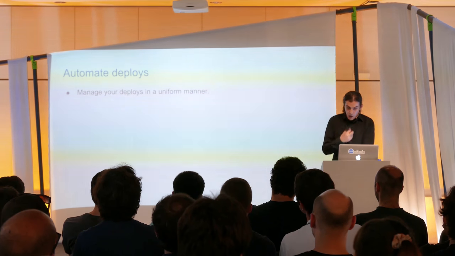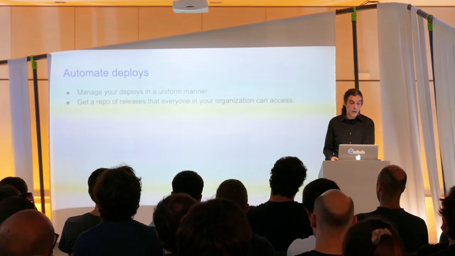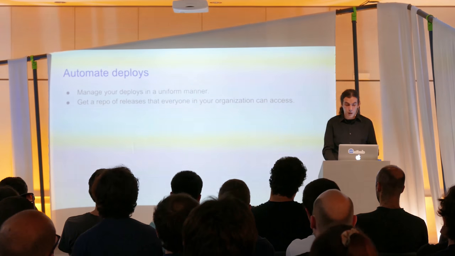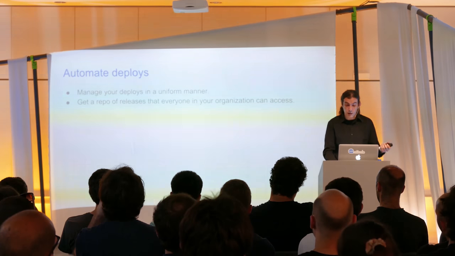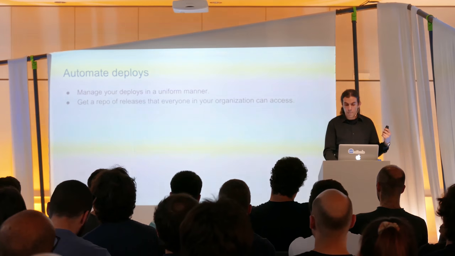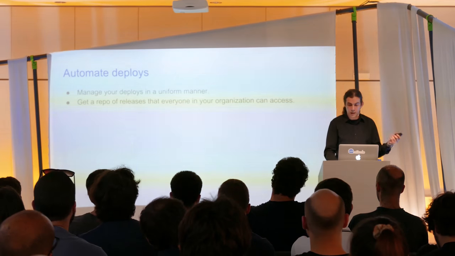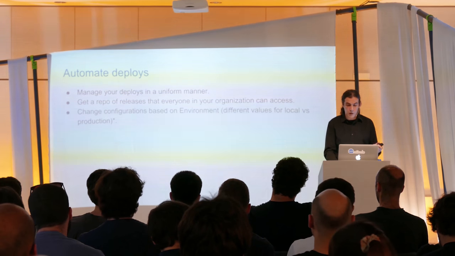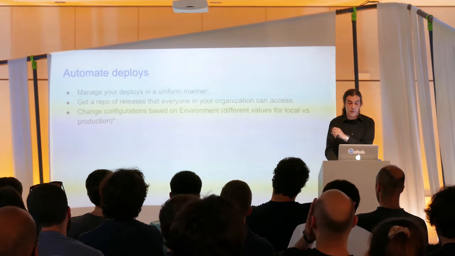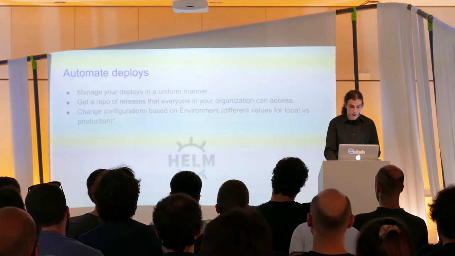So you need to automate and manage deploys in a uniform way, with repos and releases that everyone in your organization can access. You should have your images stored somewhere your developers can pull another version of the container if they need to update their environment. You need to be careful because some things, as I mentioned before, like storage, change from development to production. You need to account for that.